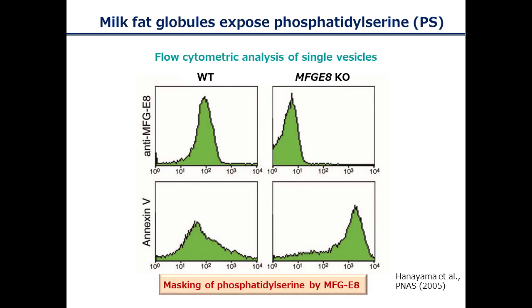As the milk fat globules are large enough, we performed flow cytometric analysis of single vesicles. Milk fat globules from the wild-type mice expressed MFGE8 and were also bound by annexin 5, which binds to phosphatidylserine. In contrast, milk fat globules from MFGE8 knockout mice were of course not expressing MFGE8, but were strongly bound by annexin 5. These results indicate that milk fat globules expose phosphatidylserine on their surface, which are bound by MFGE8. In other words, relatively low binding of annexin 5 to wild-type milk fat globules is due to the masking of phosphatidylserine by MFGE8.